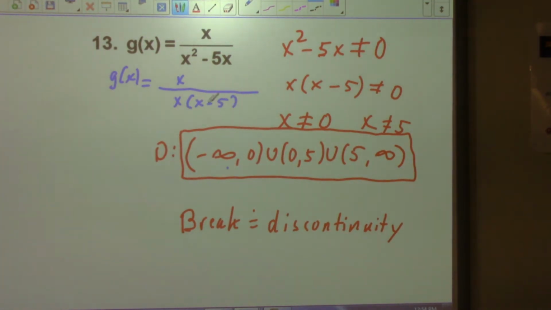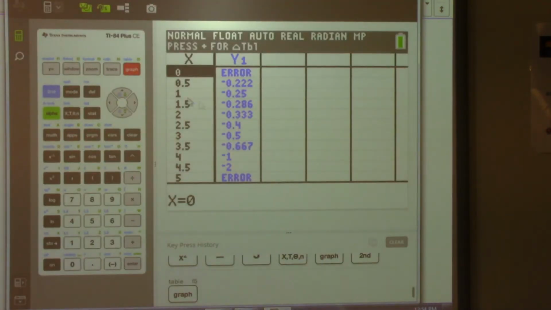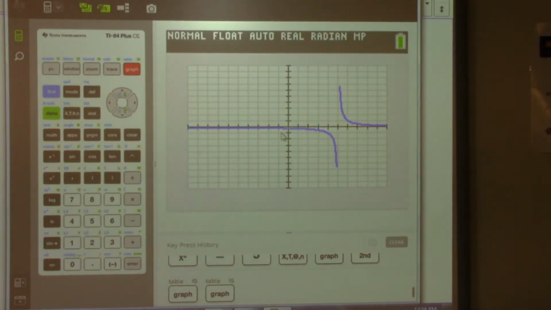And what can we do now? Cancellation, right? And what we've done now is algebraically we removed it by canceling. And if you can remove a discontinuity by cancellation, that makes it a removable discontinuity. And by appearance, we don't see anything at all.